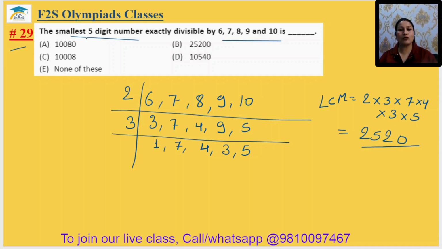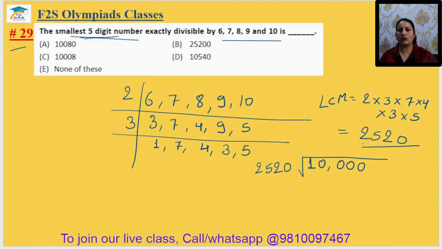Okay, but we have to find the smallest 5-digit. So first we should know what is the smallest 5-digit number. That is your 10,000. 10,000 is the smallest 5-digit number. So let's divide it with 2520.